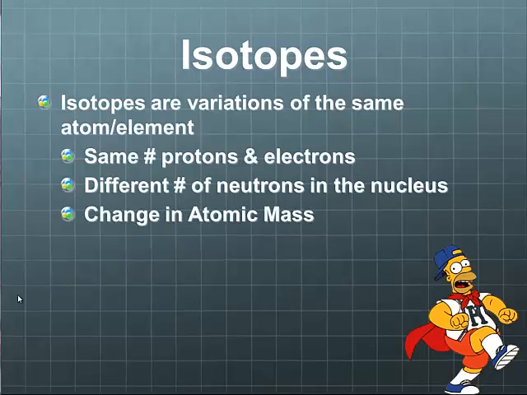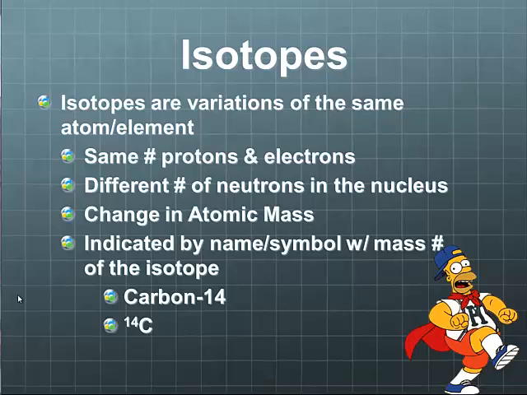But when you change the number of neutrons, you get a change in the atomic mass, and the way that we indicate that is either the name with the mass number or the symbol with the mass number of that particular isotope. So you will see here we have carbon 14, which means that its mass number is 14. Now if you look on your periodic table, carbon normally has a mass number of 12. Well, this carbon 14 tells me this is an isotope, and this is the mass number that I'm going to use to determine my structure. With the symbol, you're going to see it on the left-hand side, superscript, again with the mass number.